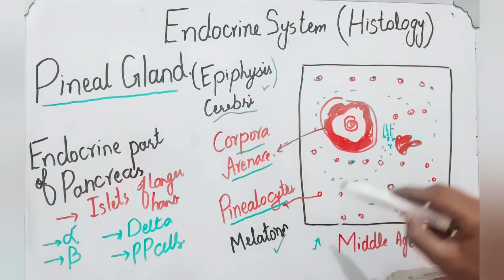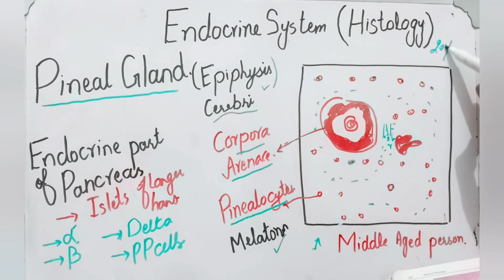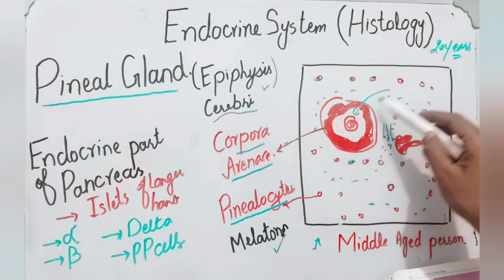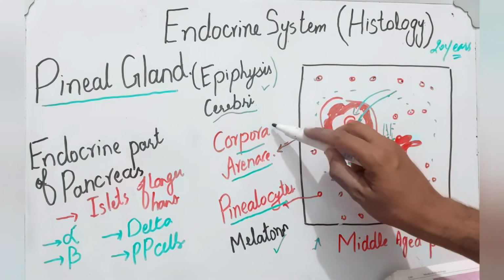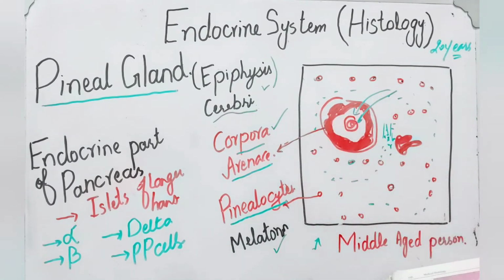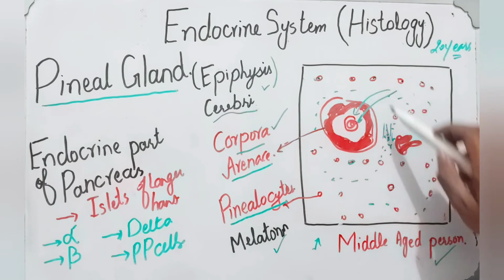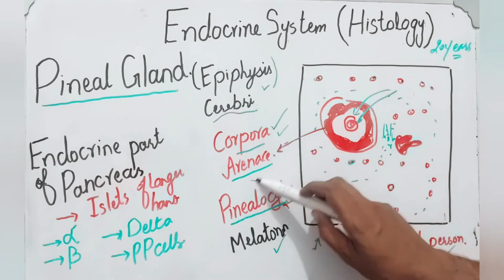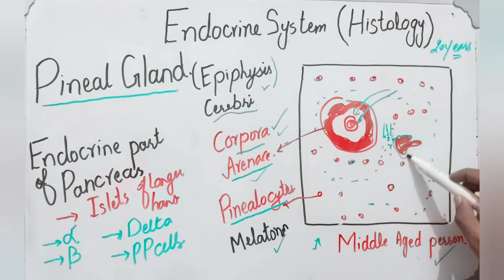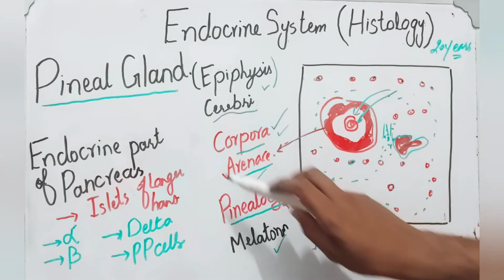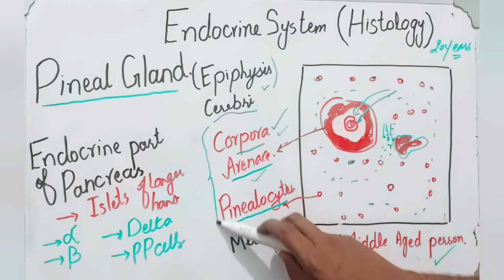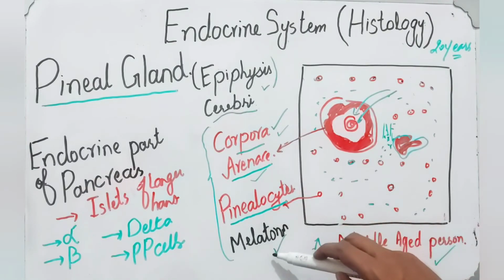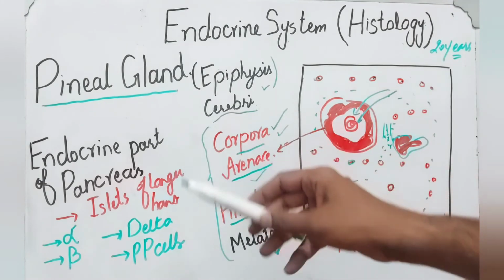After 2 decades, after 20 years of age, melatonin is involved in the calcification process. If calcium is deposited into the pineal gland, it can change into corpora arenacea. Here is the slide of a middle-aged person, present with the corpora arenacea. These parts are the corpora arenacea. That is the most important point about the calcification of the pineal gland, and pinealocytes are mainly involved in melatonin formation.